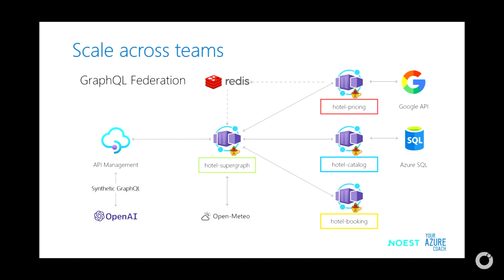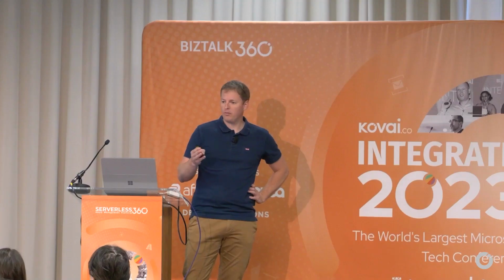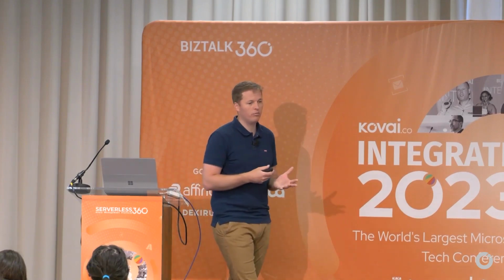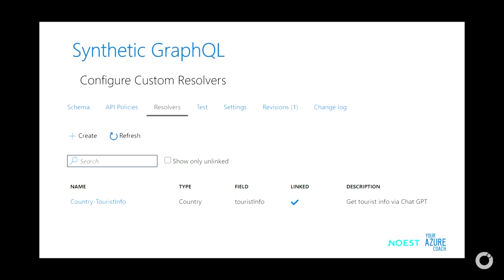And then for the sake of the demo, I thought many people would use OpenAI here, so let me do that too. You've seen it already. We have custom GraphQL resolvers in API Management, so you can resolve a custom field. What I did was create a resolver in API Management, and if you ask for the tourist information of a specific country, we fetch that from OpenAI.